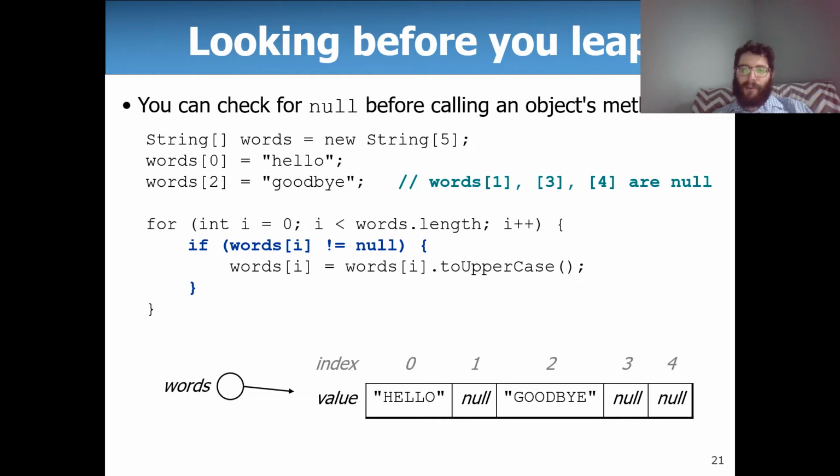So the way we can get around this is by just checking. If we're dealing with something that might be null, we can check if it is null. So here we create an array of words. We have hello in index 0, goodbye in index 2. So we've got hello, null, goodbye, null, null. Then if we want to go through all the words, we can loop around and say, hey, if it is not null, then turn it into uppercase and store it in that location. Otherwise, just leave it be. If we didn't have this check for not equal to null, then we'd get to the first one, turn it to uppercase, get to null, try to turn it to uppercase, but there's nothing there. So we'd crash and burn.